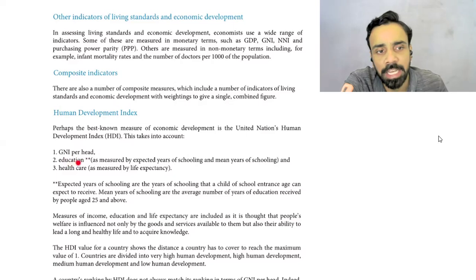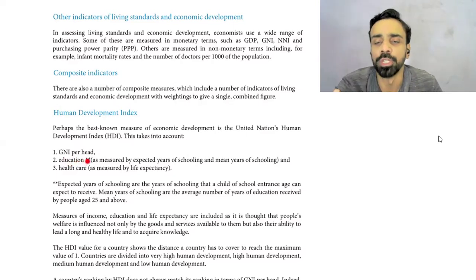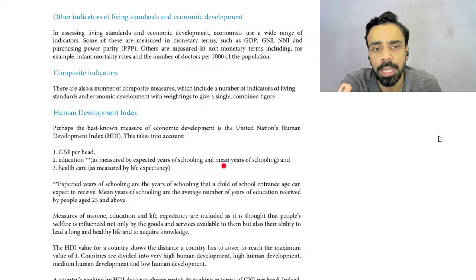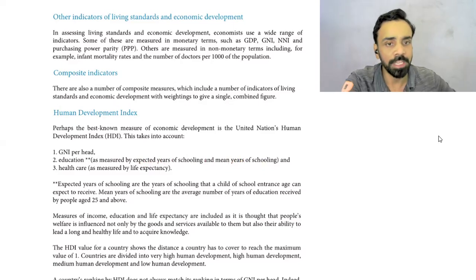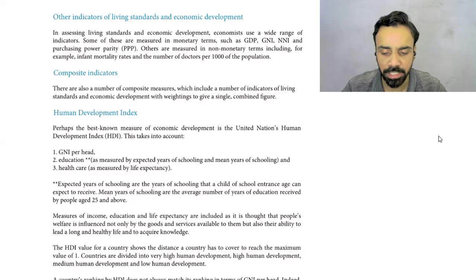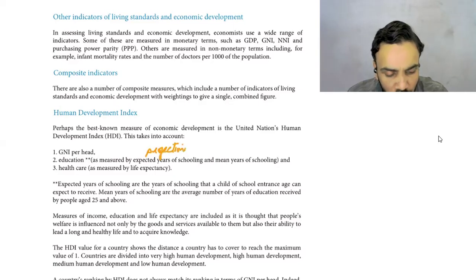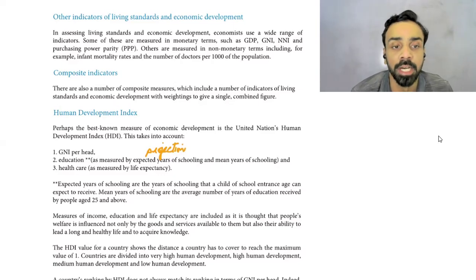The second is you look at education. Again, that's an important one. Education, where you're taking two things into consideration. One is the expected years of schooling, and the second thing is the mean years of schooling. What is the difference between the two? The expected years of schooling is a projection: if a kid goes into school, how many years are they expected to complete? On average, how many years of schooling can a kid do while everything else remains constant, the enrollment numbers and so on.